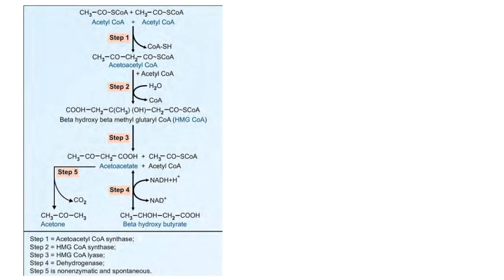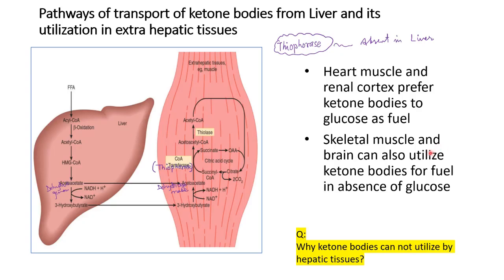Next, pathways of transport of ketone bodies from liver and their utilization in extrahepatic tissues. After the ketone bodies are synthesized in the liver, this acetoacetate can directly enter the circulation and reach the muscles, or in the form of 3-hydroxybutyrate, it may enter the blood vessels and reach the skeletal muscles. And in the skeletal muscle, beta-hydroxybutyrate may be converted to acetoacetate.